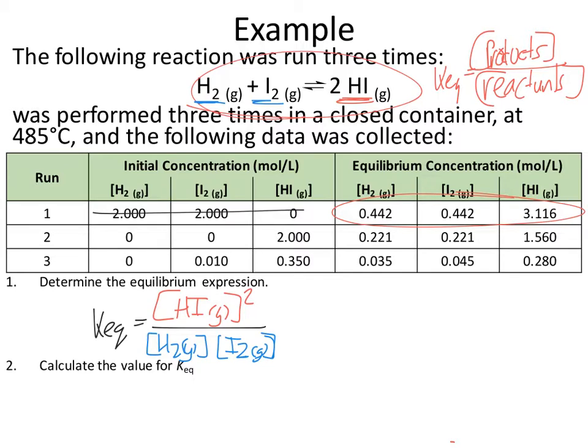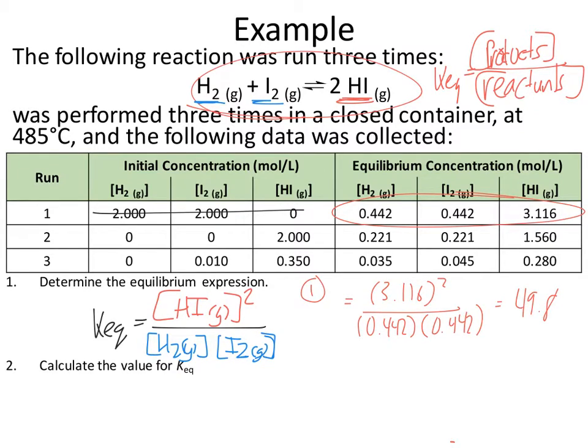So if you plug these into our equation, let's do trial number 1. For our KEQ, we have HI, which is going to be 3.116, and that's going to be squared, divided by the concentration of H2, which is going to be 0.442 to the power of 1, so we can just leave it as that, times 0.442, and the value that we get here is 49.8.